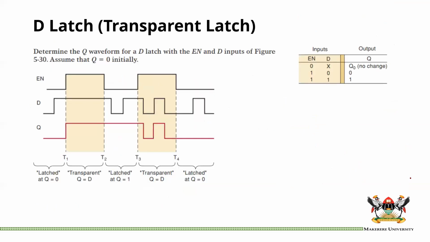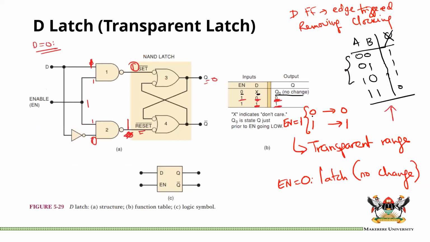And then we get to this timing diagram. We have been told that initially Q is equal to 0. So for the regions where enable is equal to 0, we know those are latch regions. The state will remain the same. When you have 1, these are transparent regions. What is meant by transparent? It means that what is at the input of D will go to the output. If it's 1, it's a 1. If it's 0, it goes to 0.